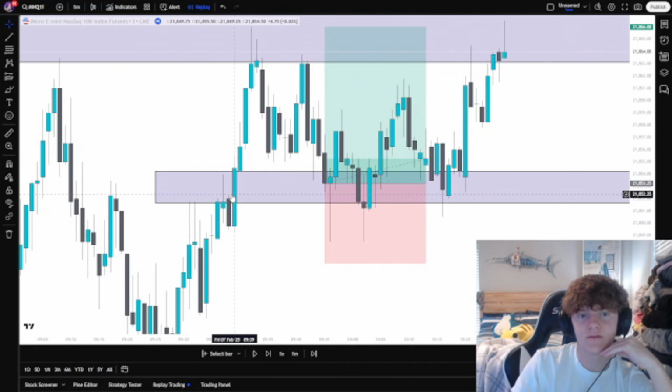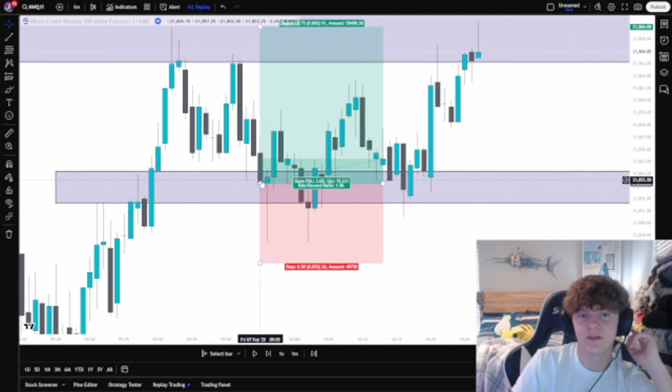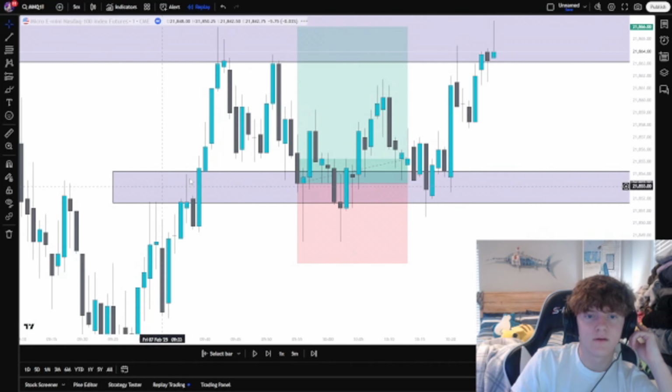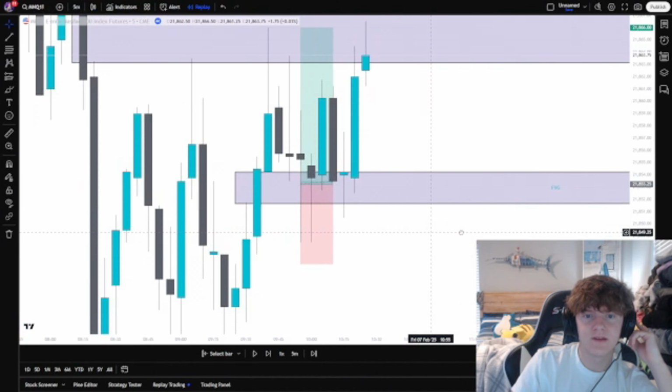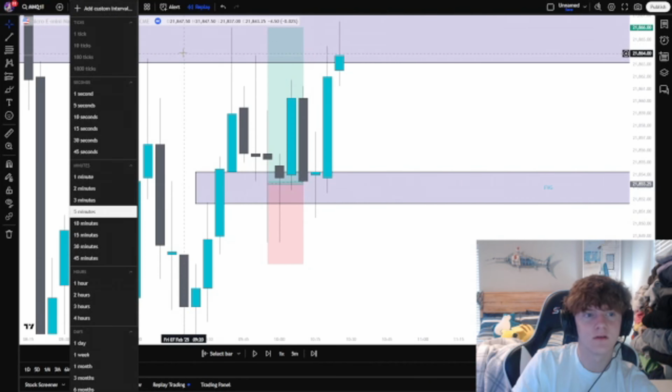Right here, it did inverse this fair value gap, which is a little bit disappointing. But the reason why obviously it did is we entered right here. So we have to give ourselves a little bit of leeway room here, obviously, with this fair value gap. But we did inverse the 5-minute. Actually, no, we did not inverse the 5-minute. So I don't even know why it showed that.